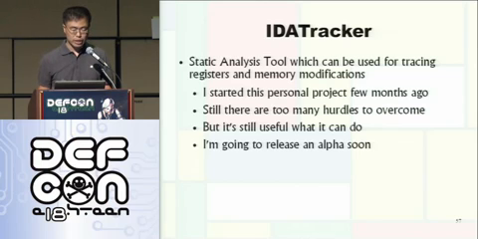So I was trying to make some attempt to write a static analysis tool, and it was called i.tracker, but it's not releasable right now. I'm still working on that kind of code, and maybe sometime it will be combined into a binary diffing tool. In a few months, maybe, I'm not so sure. So I did some attempt, but it's not working very well.